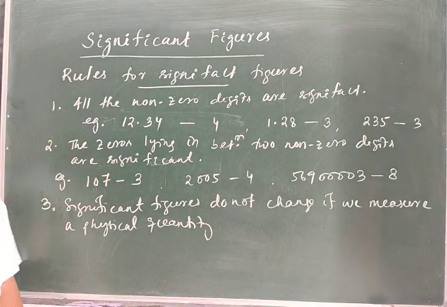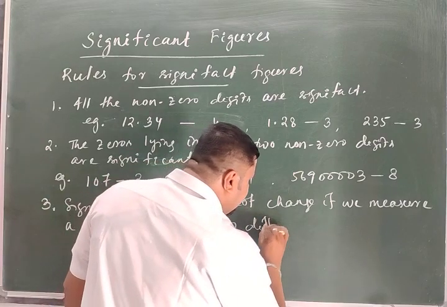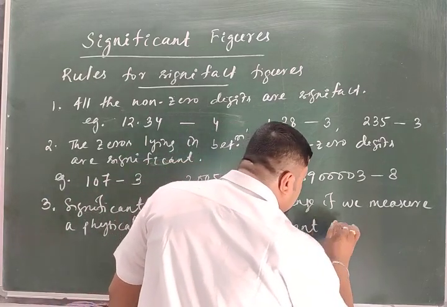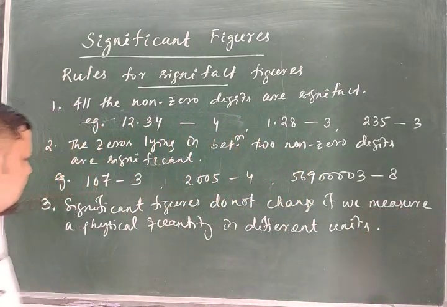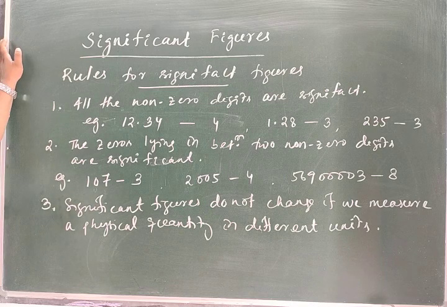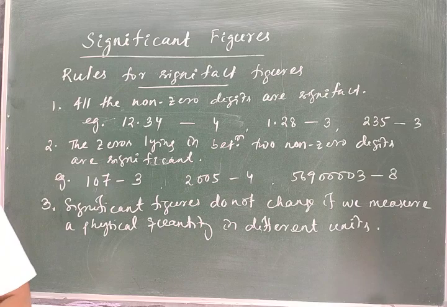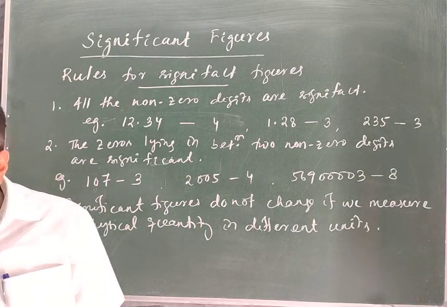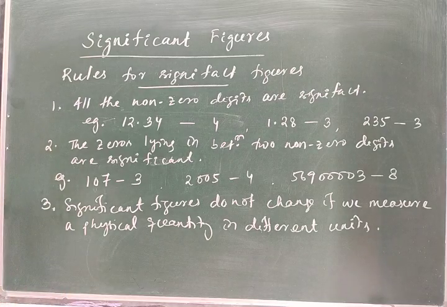If we measure a physical quantity in different units, what does it say? The significant figures do not change if we measure a physical quantity in different units. It means if you change the unit, then the significant figure does not change.